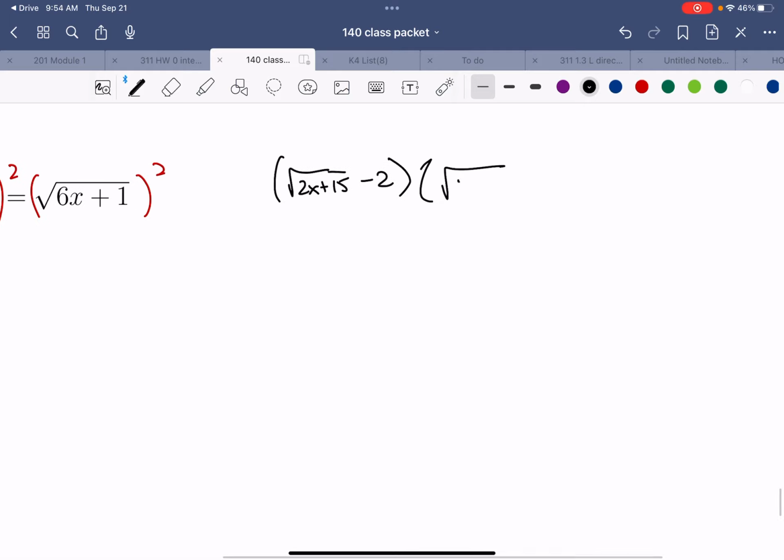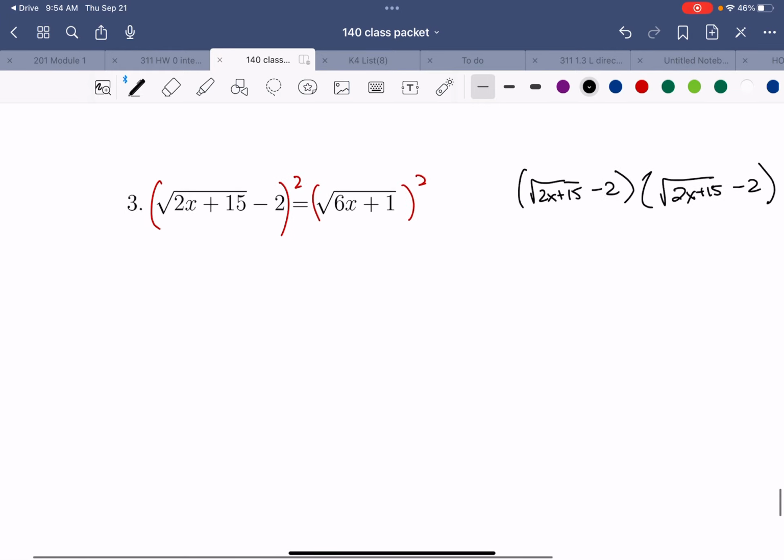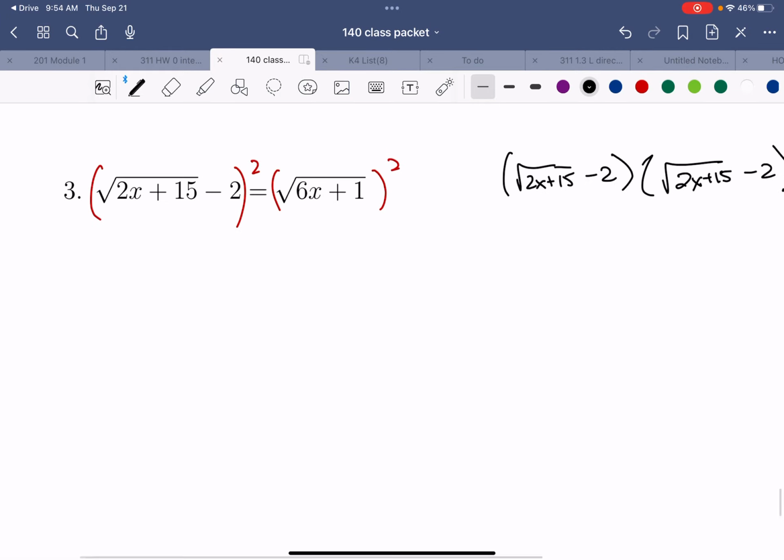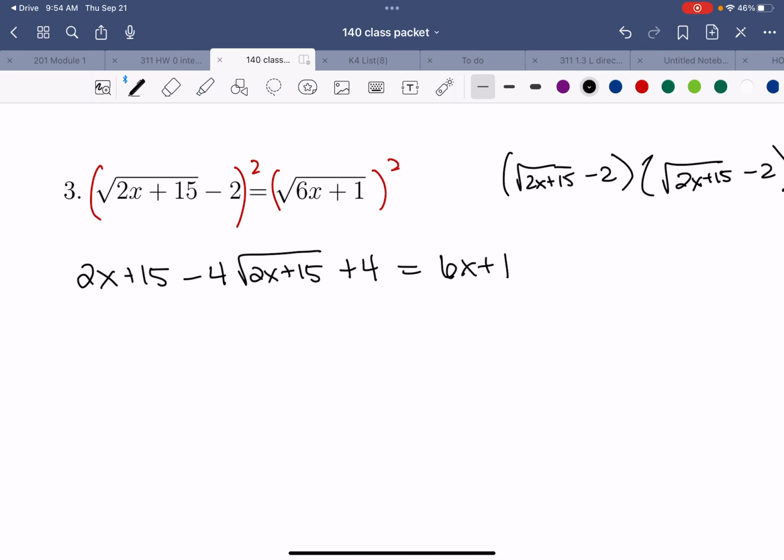So square root of 2x plus 15 minus 2. When you do that, when you multiply the first two, the square root goes away and you get 2x plus 15. In the middle, you're going to get negative 2 times that square root. On the outside is the negative 2 times that square root, so it's negative 4 times that square root. And then negative 2 times negative 2 is positive 4. On the right, we have what's inside because the square root and the square cancel, so x plus 1.